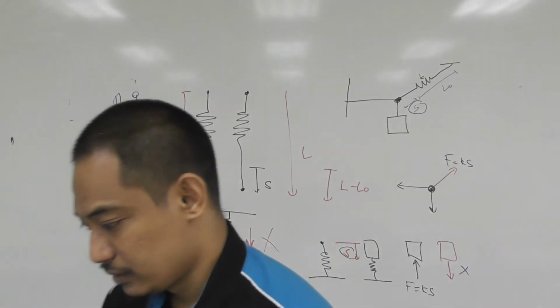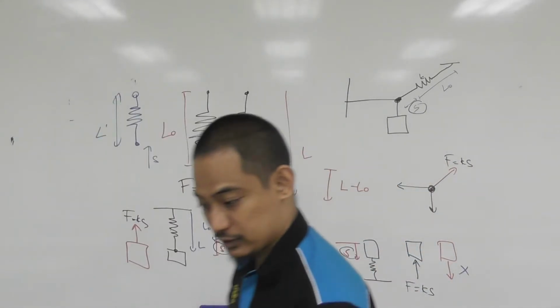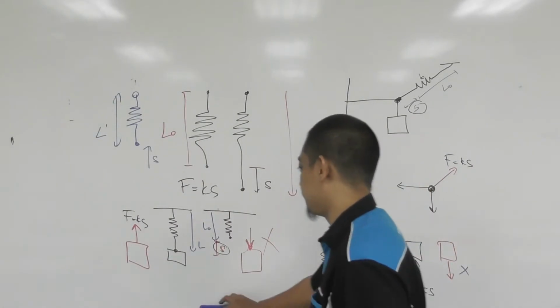Alright, that's the spring. The next one is the pulley, right? So in the slide you have cable and pulley.